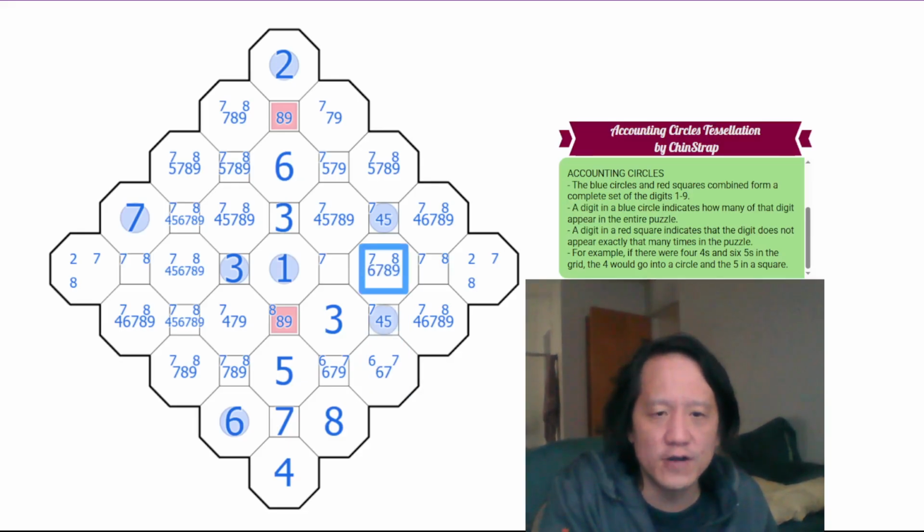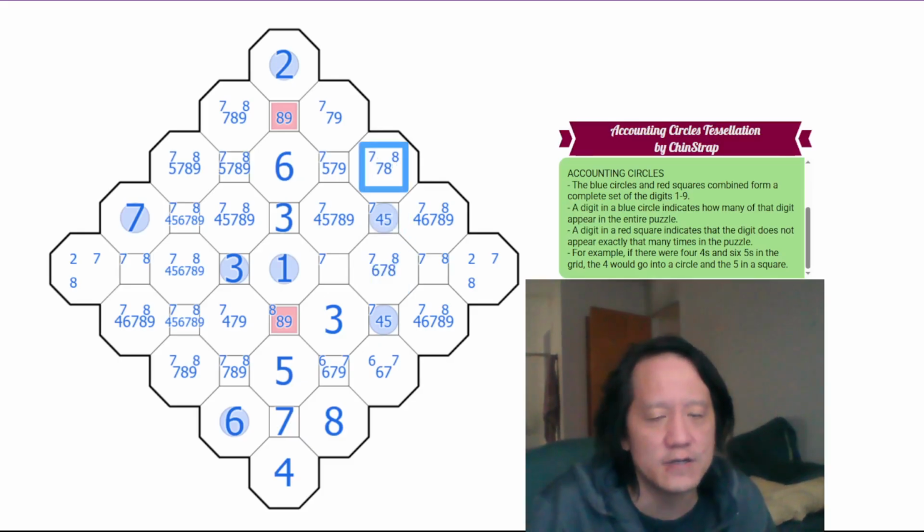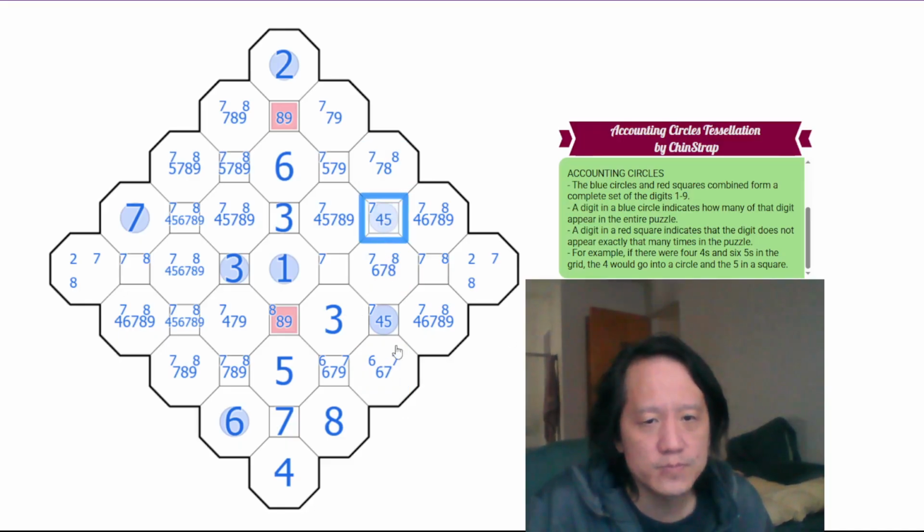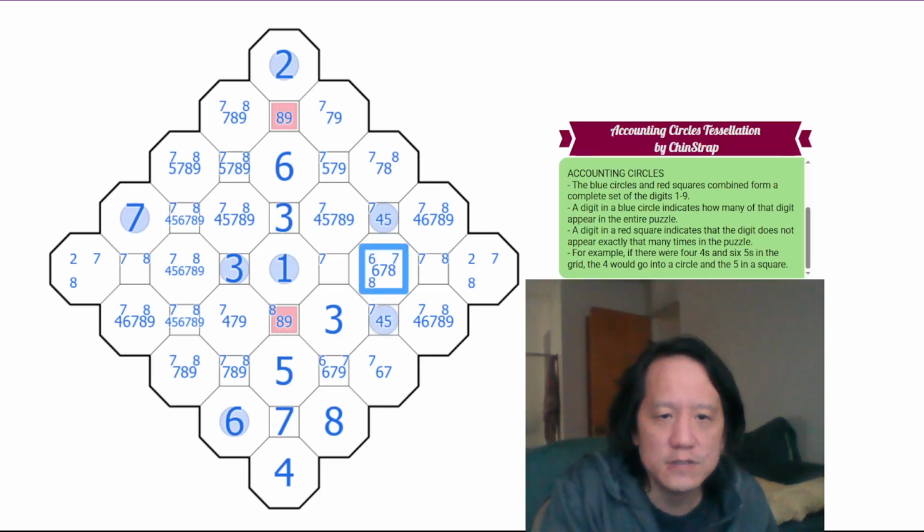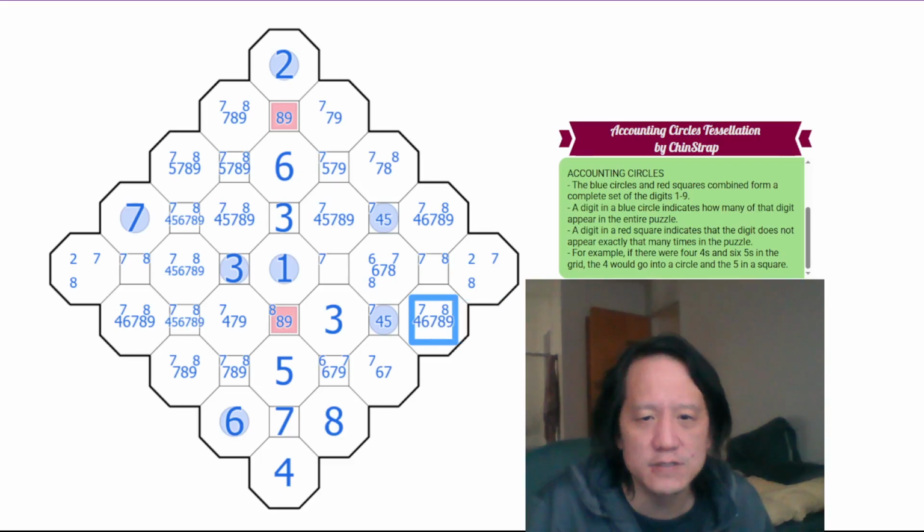This can't be 4, 5. It could be 6, 7, 8. No 4, 5. This is 7 or 8 there. So we know one of these two digits is a 6. That eliminates 6 in this cell.